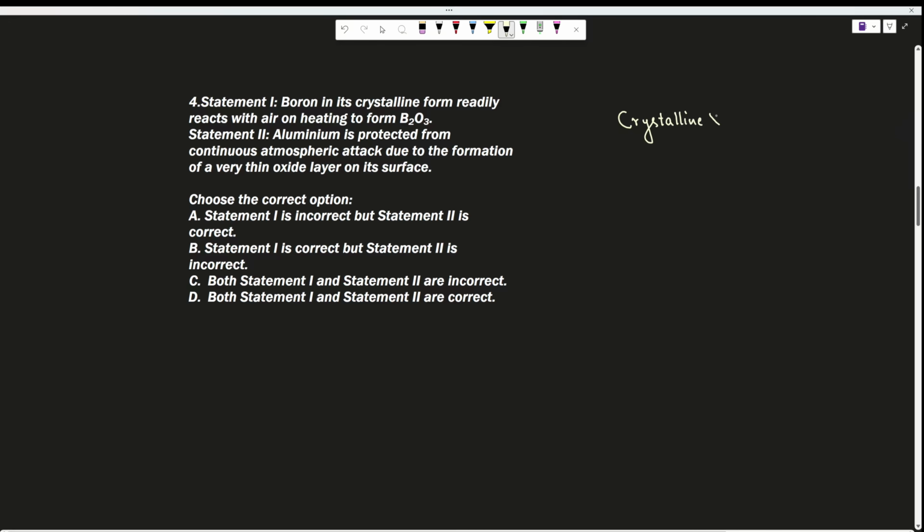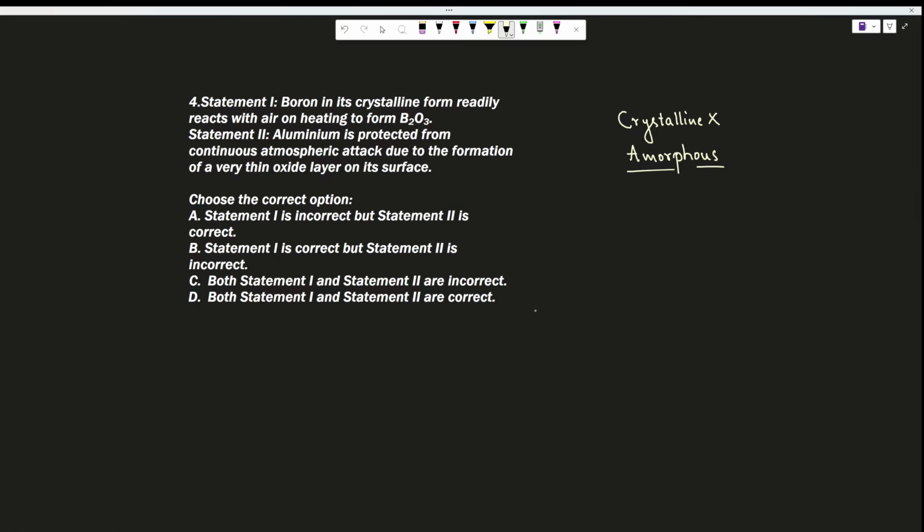Okay. So it has to be in amorphous form. That means if you take it in powdered form, it has the tendency to react, because in the powdered form the surface area will increase, right, and the reacting tendency will be more. So here, statement 1 is incorrect because it is saying about crystalline form.